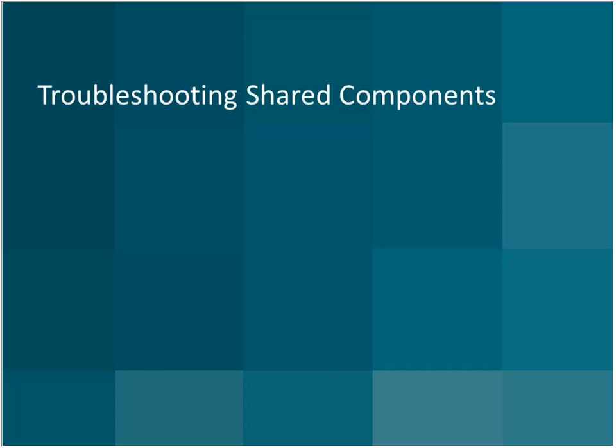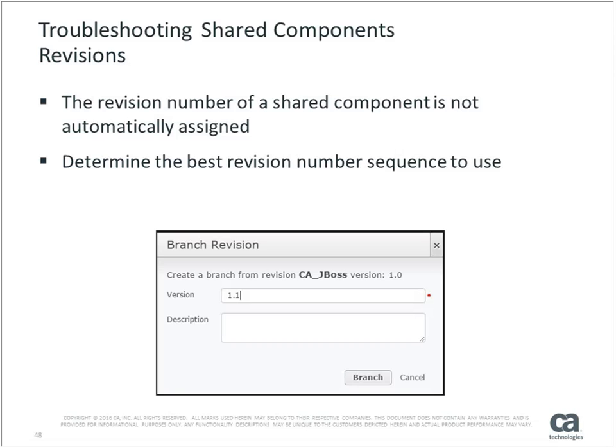So in this section, summary entry there. We're moving on to troubleshooting share components. How would you go about troubleshooting a share component? This is done by following these particular steps. What if a revision number of a share component is not automatically assigned?